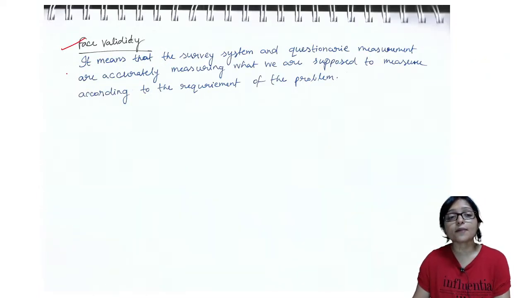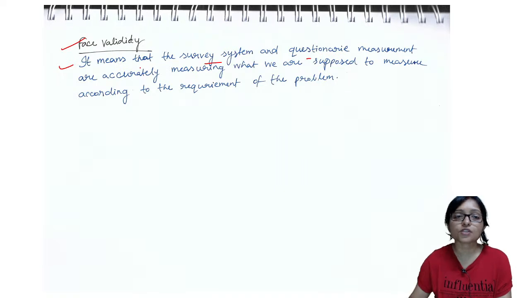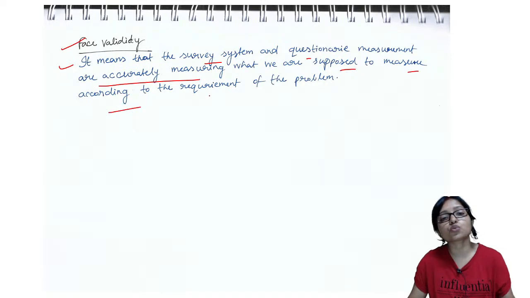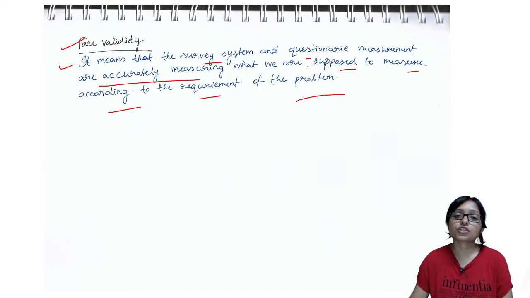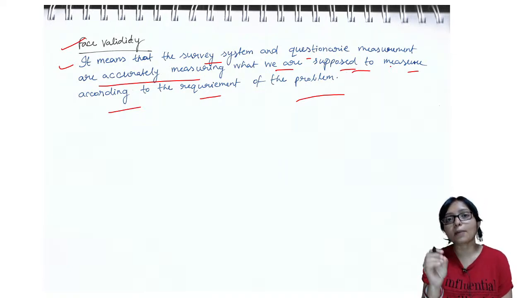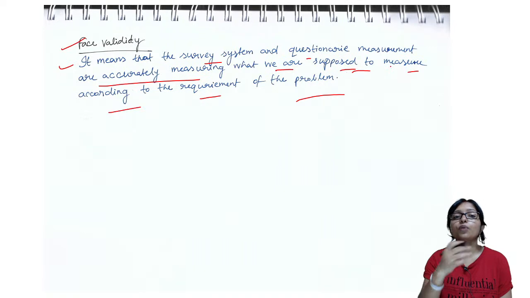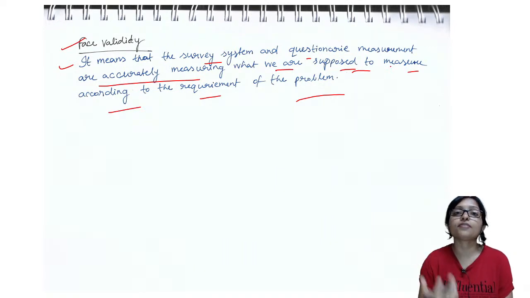What is face validity? Face validity means that survey systems and questionnaires, if you are going for a survey, going to a location, doing the survey for the research, are accurately measuring what is supposed to be measured according to the requirement of the problem. You are asking questions and accurately measuring what we are supposed to measure. Means whatever my purpose, I am not going to measure everything. I will measure only that part which is my requirement. That is called face validity.